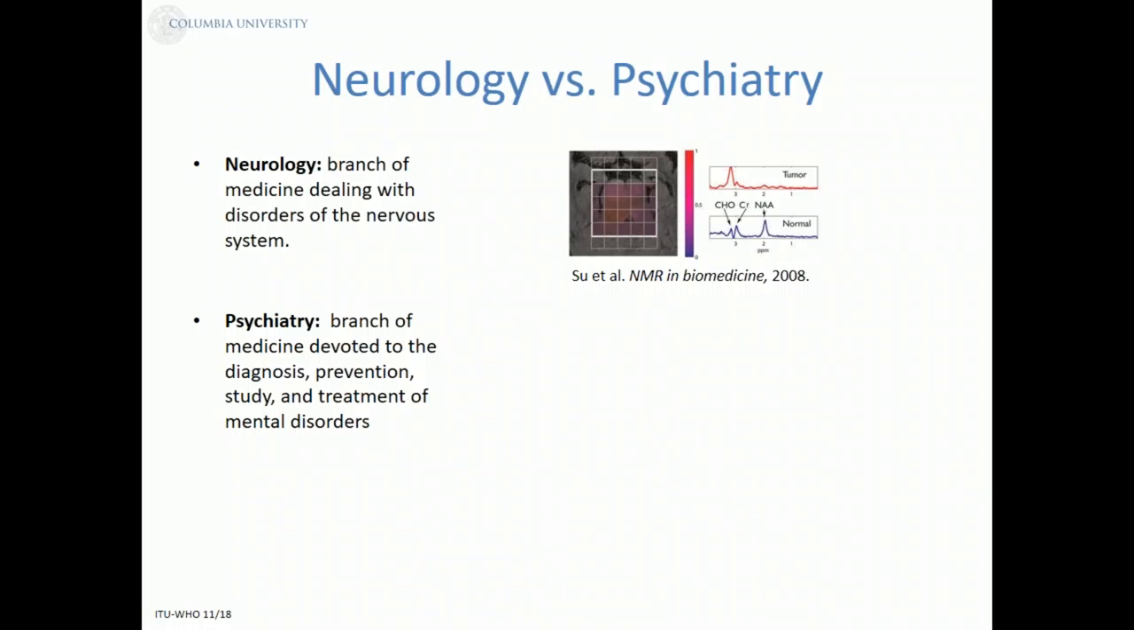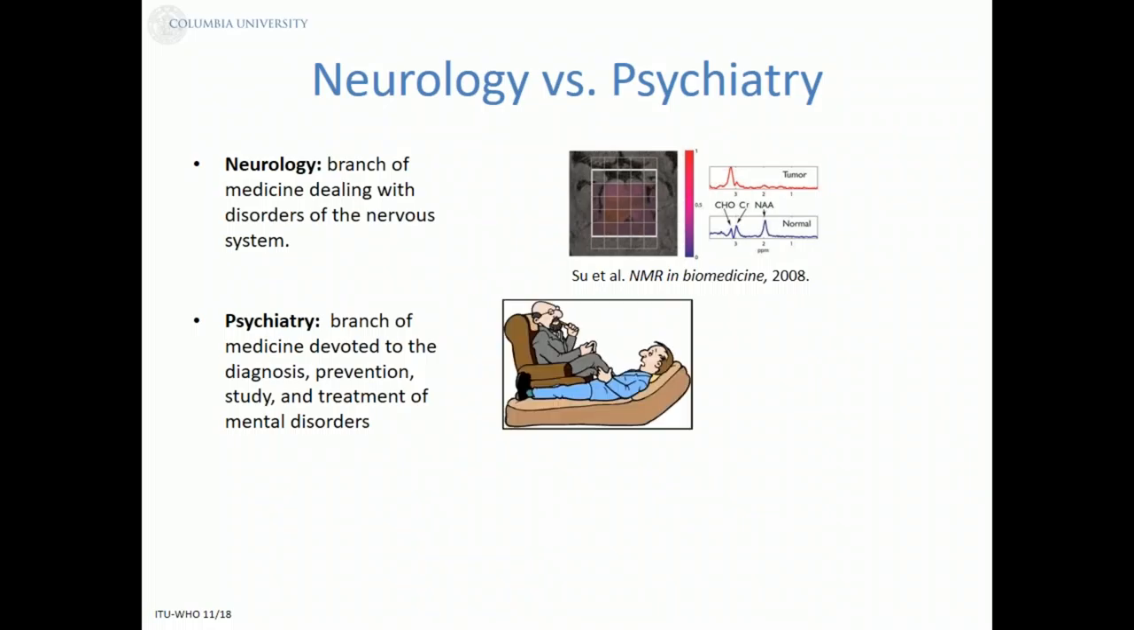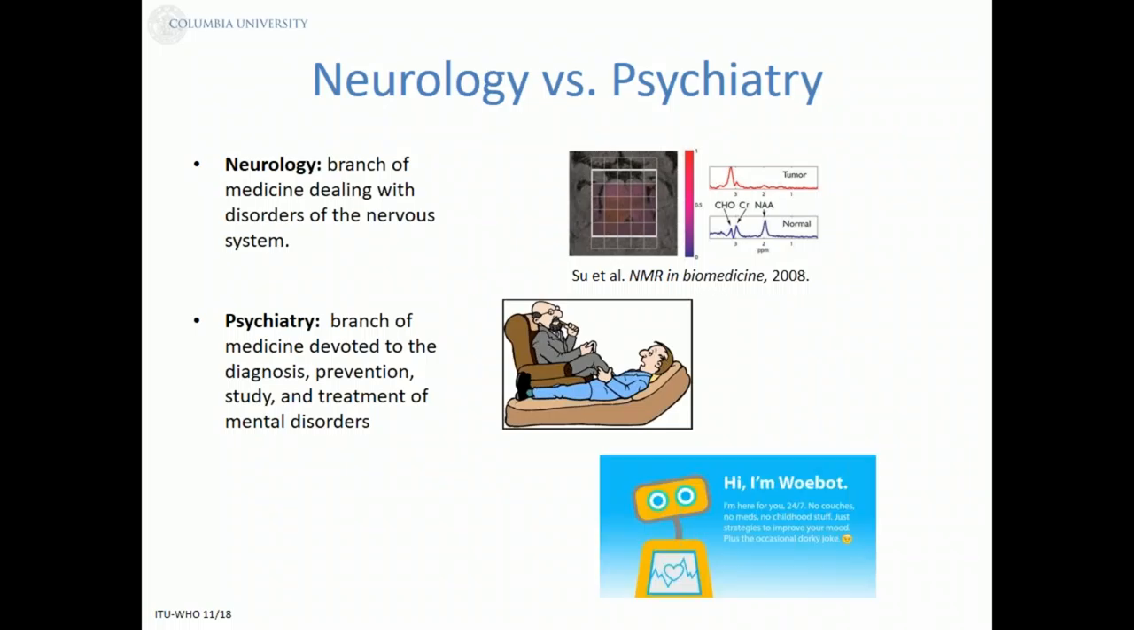Psychiatry, on the other hand, which still deals with the nervous system, but from the concept of the mind, really isn't that sophisticated at the moment in terms of how it uses advanced technology to better understand the underlying symptoms and causes of mental illness.